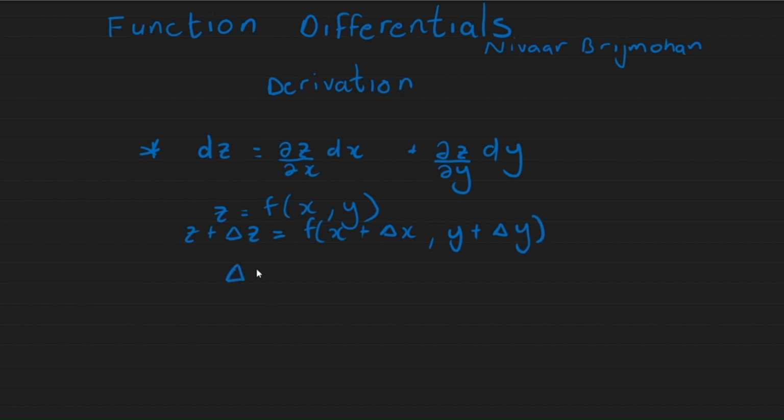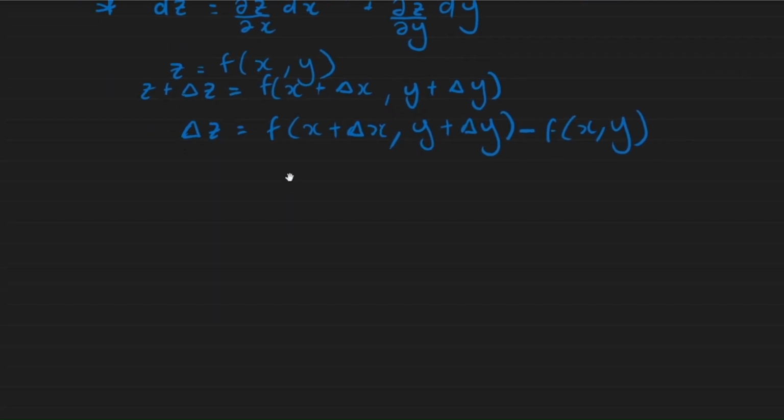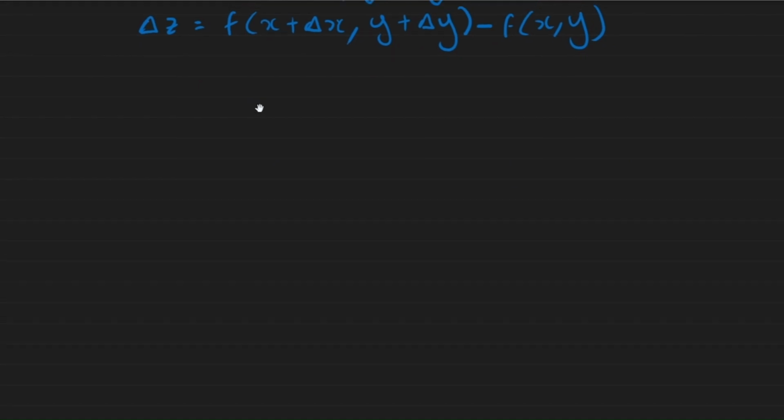So of course, the change in z is simply the function with the changes in x and y subtracted by the original function. In other words, we take this z to the other side, and z is of course a function of x and y, so we write minus z, and z is equal to f of x, y. So using this equation as the basis, we can now proceed in writing Taylor series.